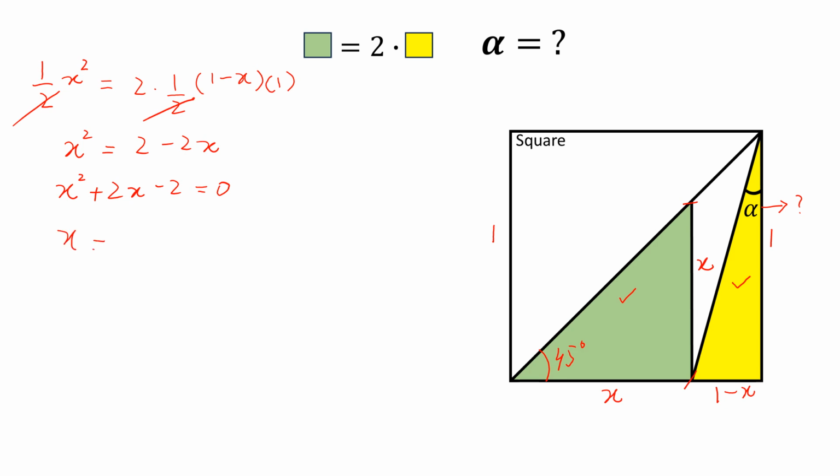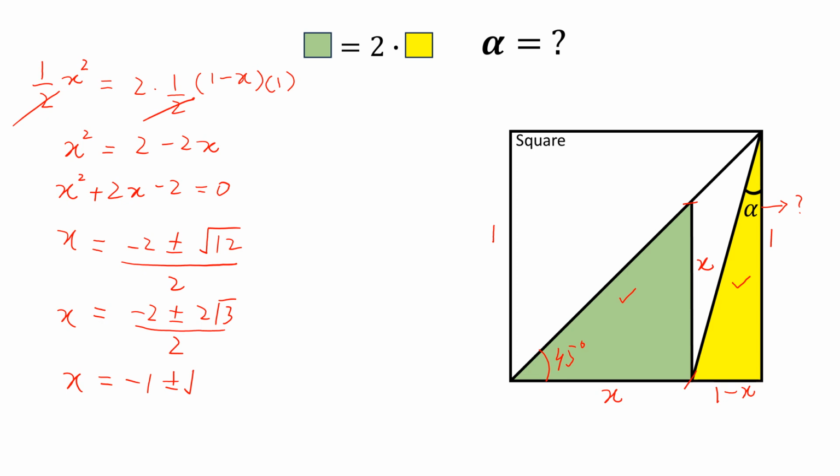So x equals minus 2 plus minus square root of 12 divided by 2, and we can write this as x equals minus 2 plus minus 2 square root of 3 divided by 2. By taking 2 common and canceling with this 2, we can write x equals minus 1 plus minus square root of 3. We will choose x equals minus 1 plus square root of 3.